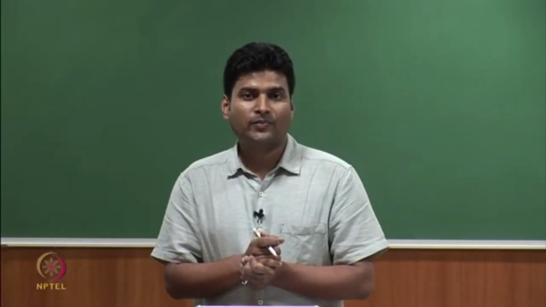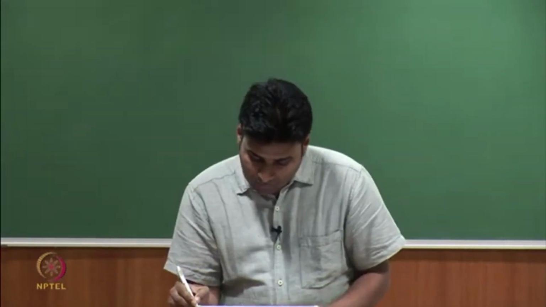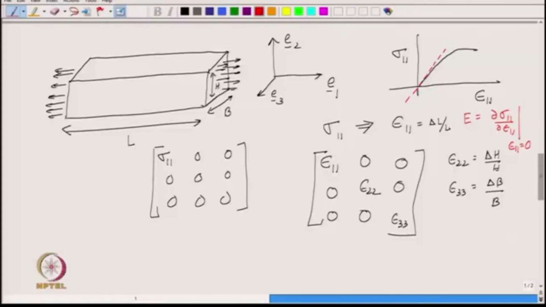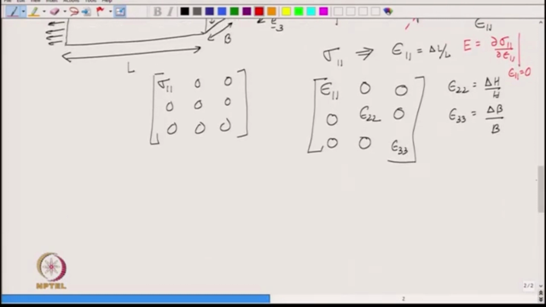Okay. All right, and what about the Poisson's ratio? So, Poisson's ratio is defined as negative times the lateral normal strain over the longitudinal strain.